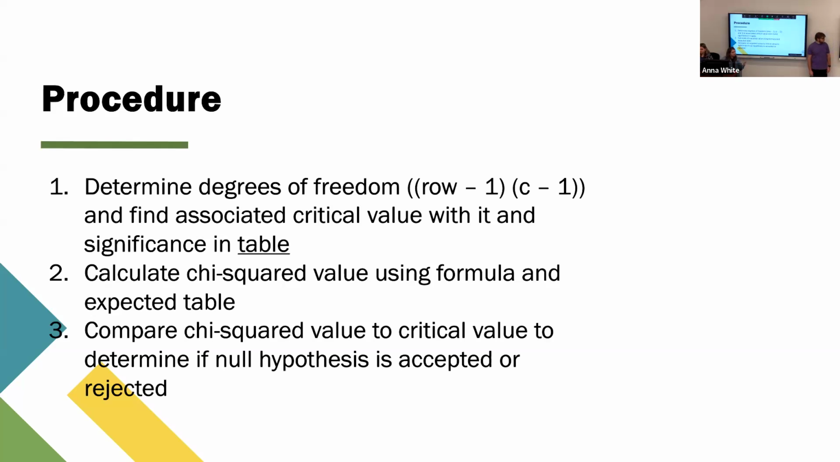And I guess I should also mention, I didn't put this in here, but it's important. For the chi-squared test of independence, the null hypothesis is that they're independent of each other. And then the alternative hypothesis is that they're dependent on each other, so that there is a relationship.